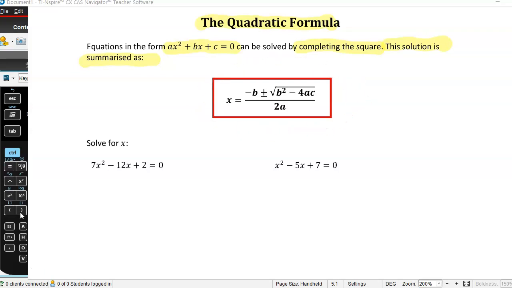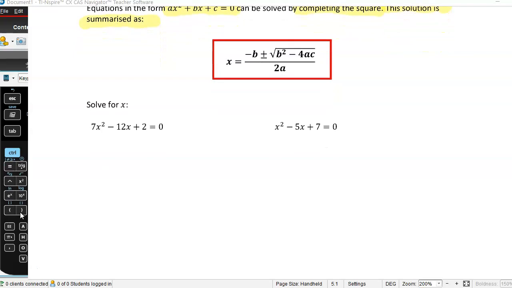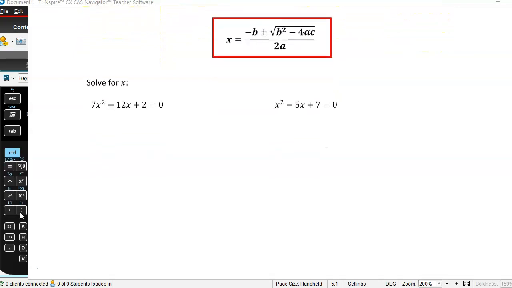Now, in your textbook, they have the full proof of how they got from completing the square down to here. So you can see we've got x equal to negative b plus or minus the square root of b squared minus 4ac, divided by 2a. We can use this all the time to get our solutions for x. Let's do a couple of examples.